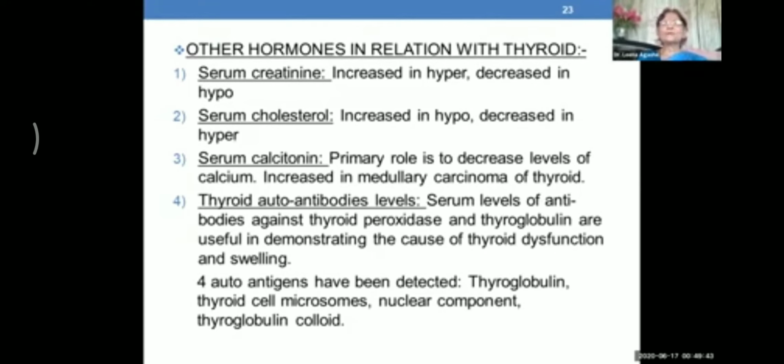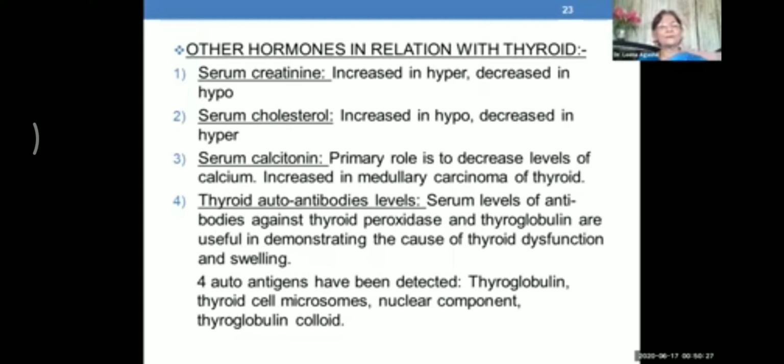There are other hormones in relation with thyroid. Actually, they are not included in thyroid function tests, but their relation to various thyroid conditions needs to be considered. Amongst them, one is serum creatinine. It is increased in hyperthyroidism and decreased in hypothyroidism. Second is serum cholesterol. In a patient of thyroid, it is observed that serum cholesterol levels are increased in hypothyroidism and decreased in hyperthyroidism. Maybe because of the slowed metabolic rate in hypothyroidism, they are increased, and increased metabolic rate in hyperthyroidism, they are decreased.